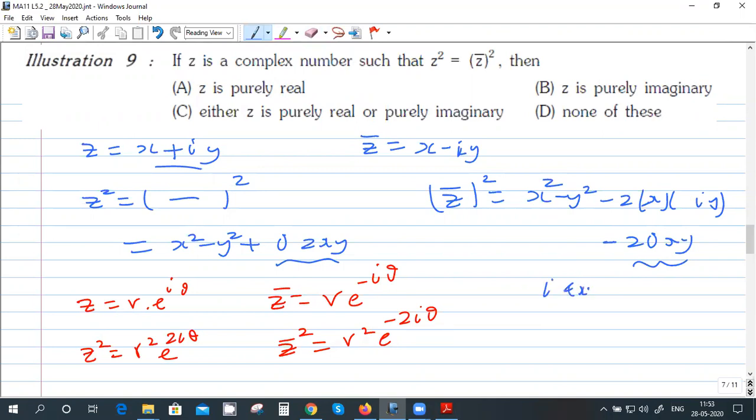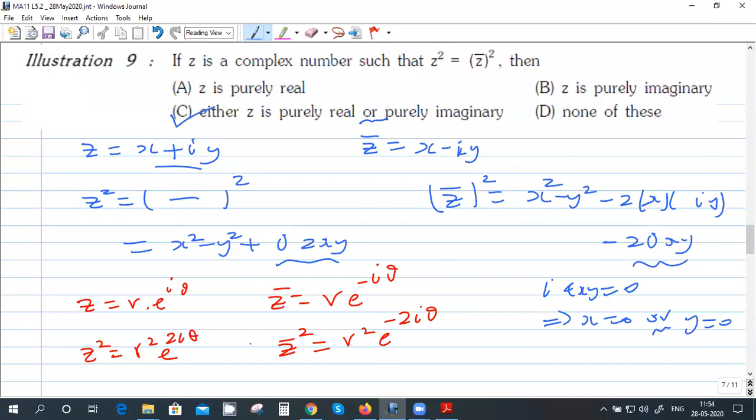4 times xy should be equal to 0, which implies x equal to 0 or y equal to 0. So x equal to 0 means it's purely imaginary number, and y equal to 0 means purely real number. Okay, this is the OR condition, so that's why this OR should be satisfied. Is that clear? Yeah. Okay.